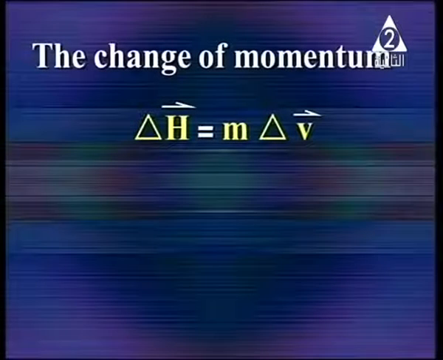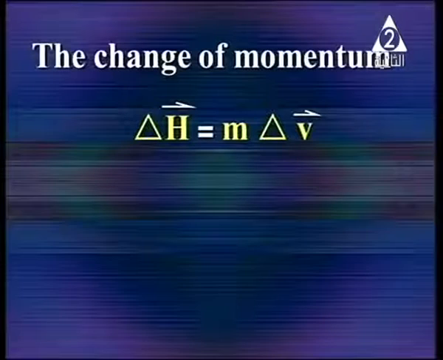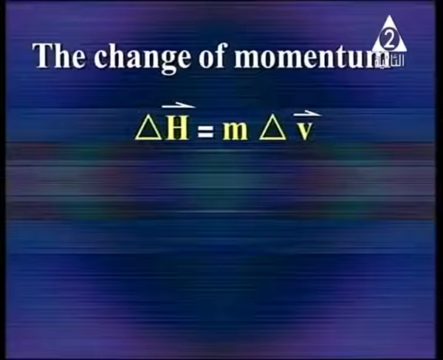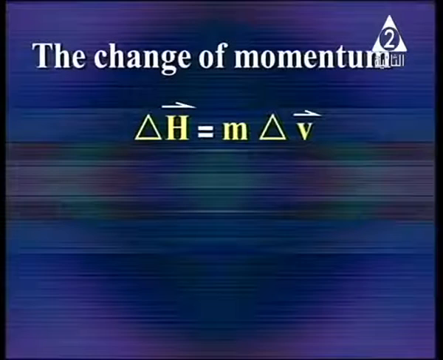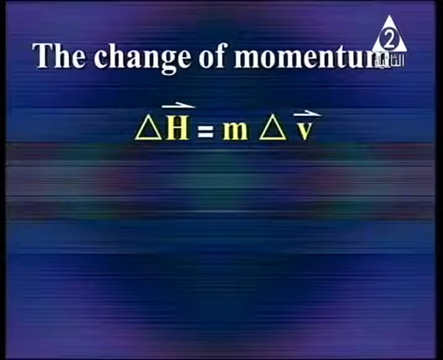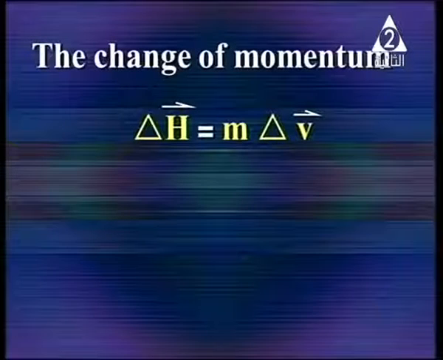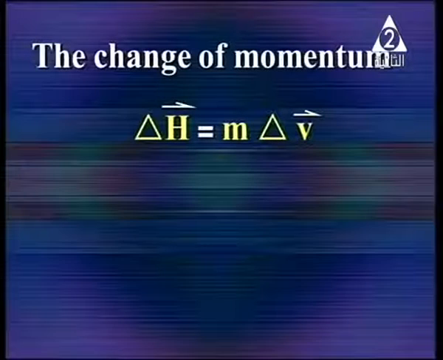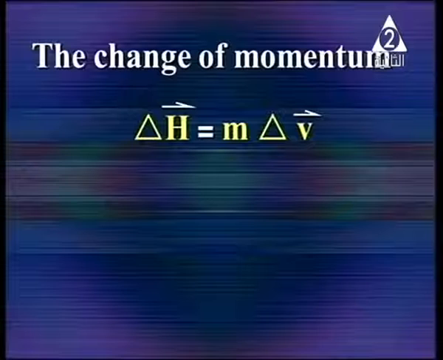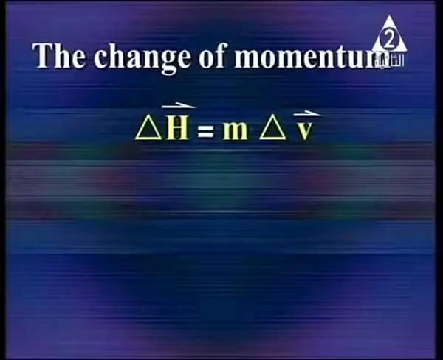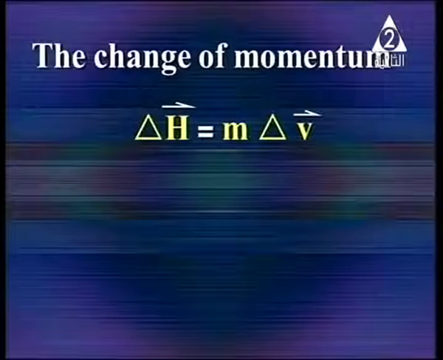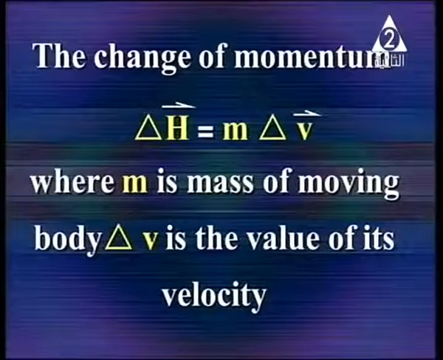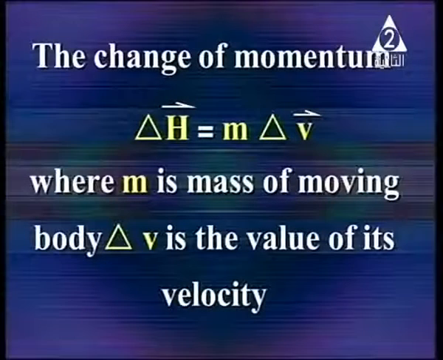Why? Because h equals mv. m is a number, a constant, but v has direction. Then what does the change of momentum depend on? Yes, excellent student. It depends on vector v, but not on m. dh equals m dv, where dv is the change of the velocity. m is the mass of the moving body, but delta v is the value of its velocity change.